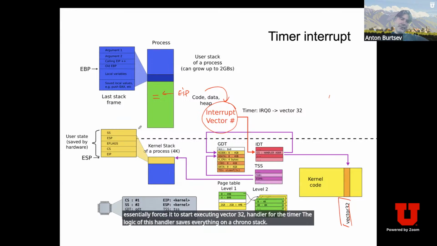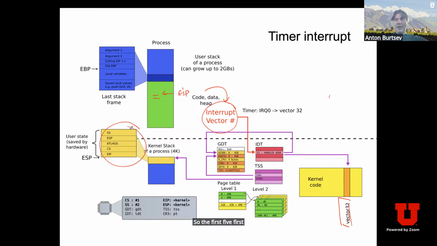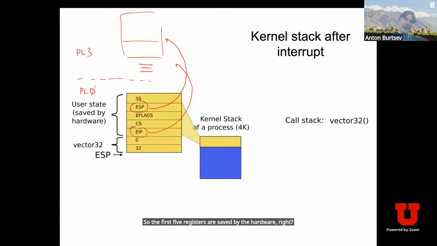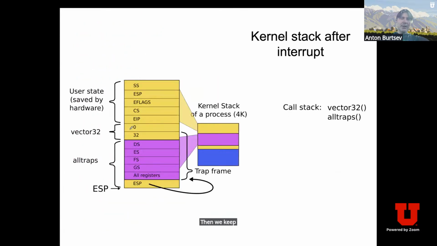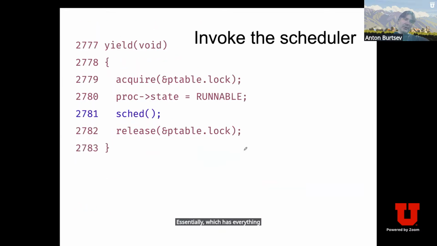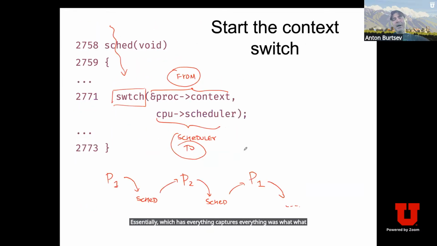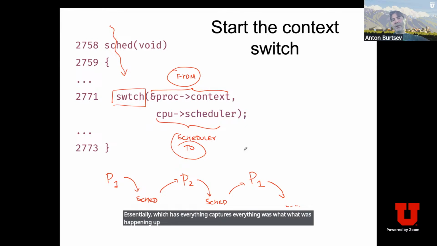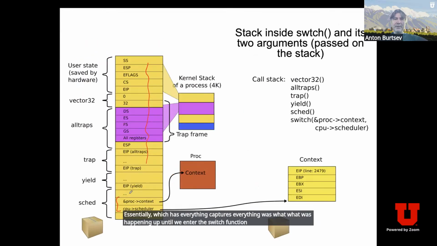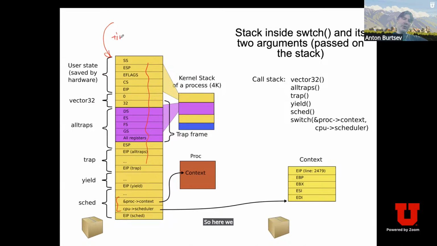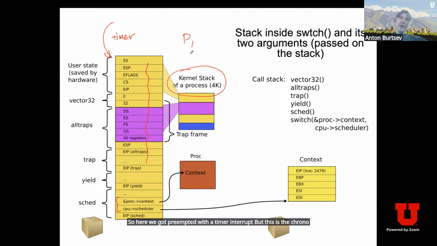So the first five registers are saved by the hardware, right? Then we keep saving and saving until we get to a fully packed stack, essentially, which captures everything that was happening up until we enter the switch function, right? So the stack will look something like this. Here we got preempted with a timer interrupt, but this is the kernel stack of this process P1, right?